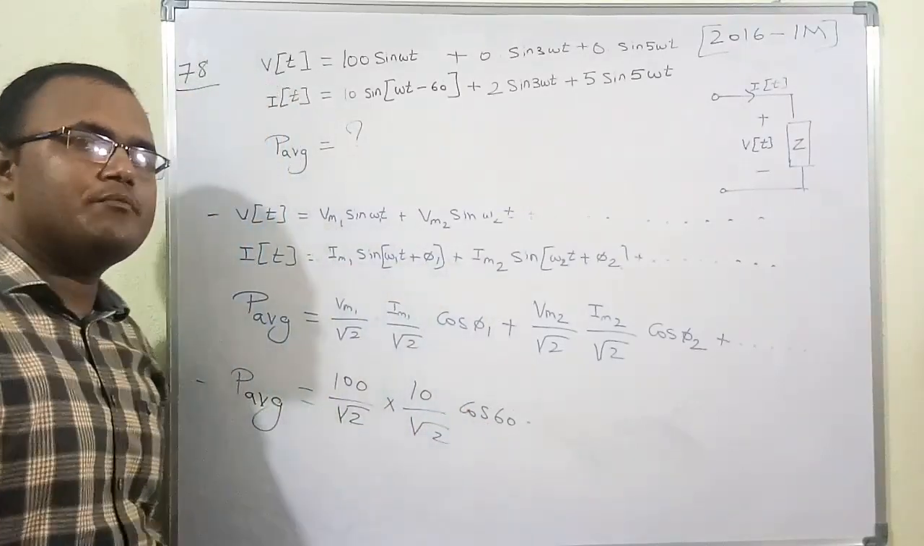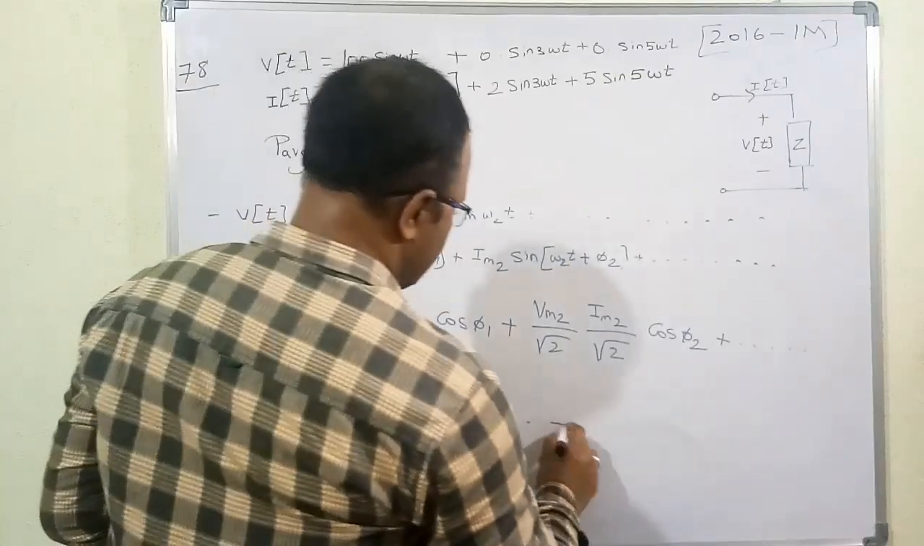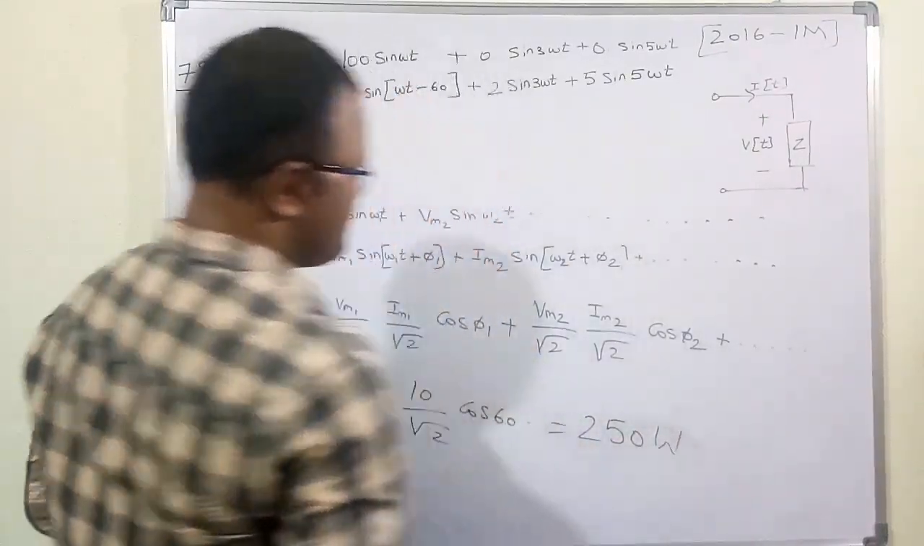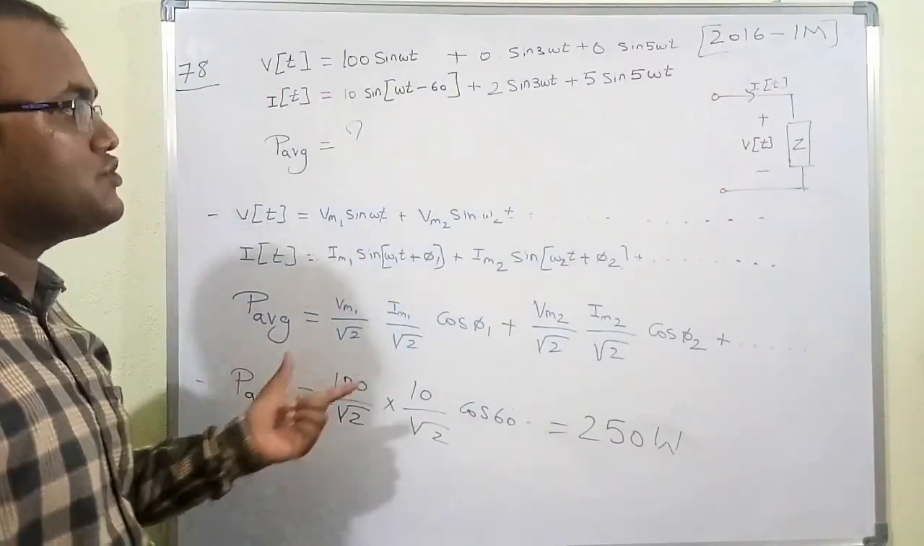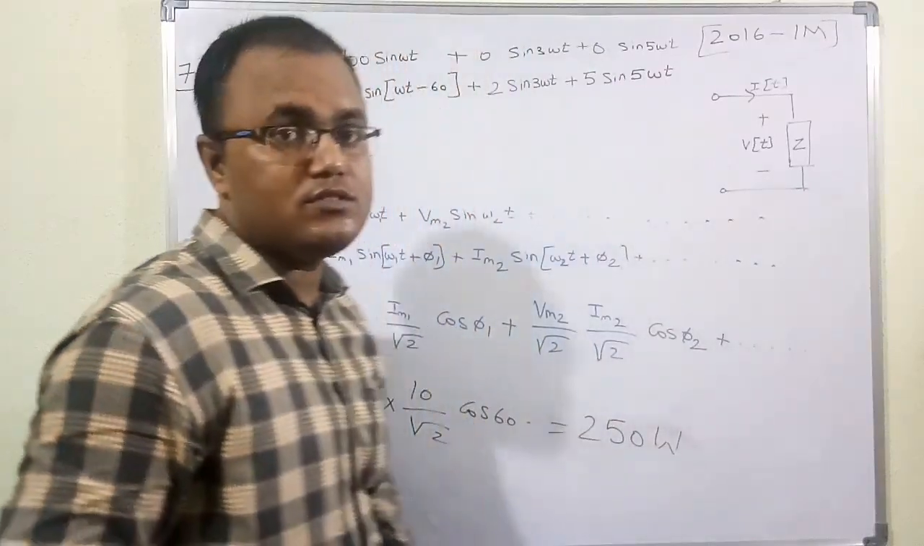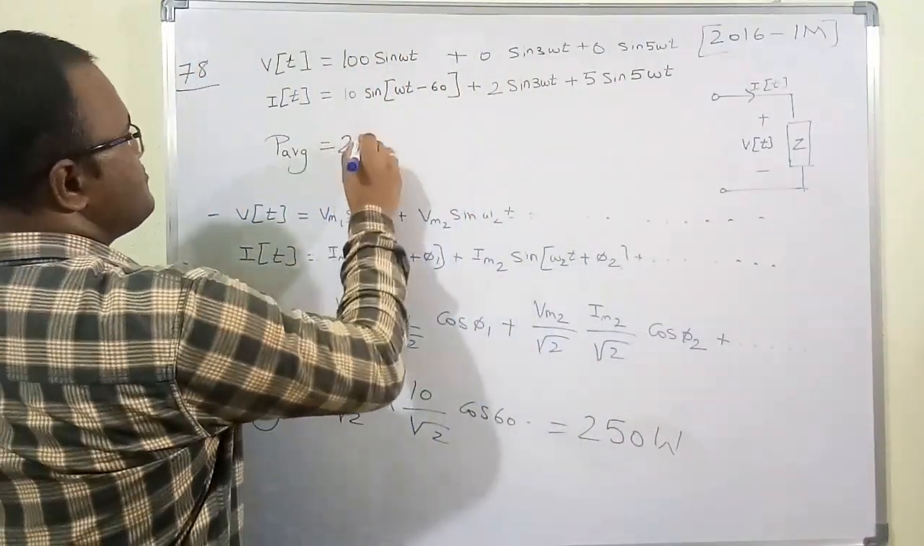Cos 60 is 1 by 2. If you do the calculations, you will get the answer equal to 250 watt. So the average power consumed by the load is 250 watt.